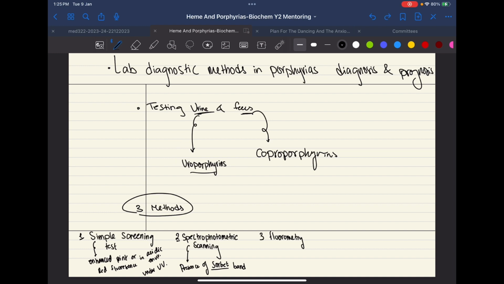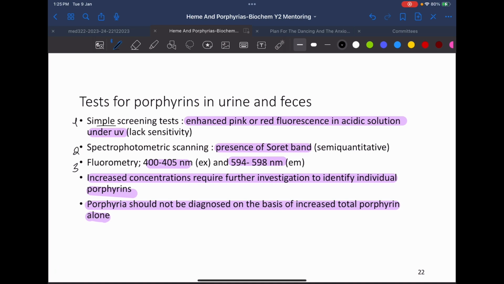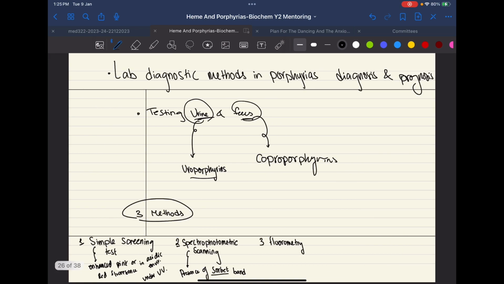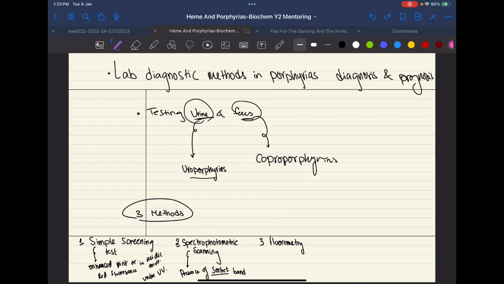these respectively. Alright, so if we go about testing the urine for uroporphyrins, or if you choose to go about testing the feces for coproporphyrins, there's three methods you could follow. Either the simple screening test, spectrophotometric scanning, or fluorometry. Simple screening test, spectrophotometric scanning, and fluorometry. Again, another thing that you are required to know for exam.